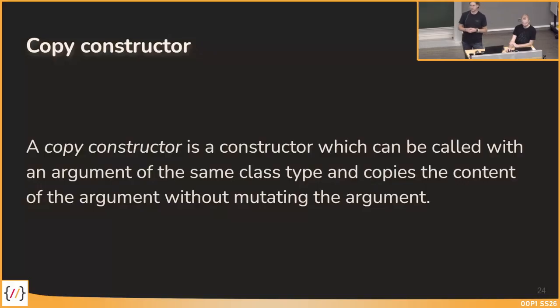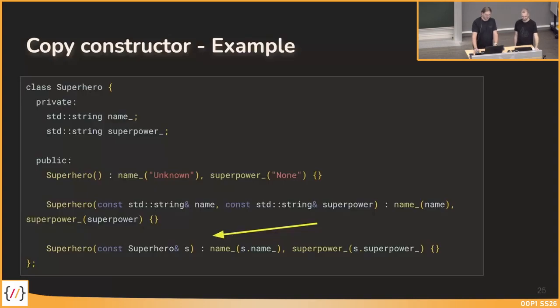So what does this mean? We have a constructor. The single argument that we pass to this constructor is an object of the same class type as the constructor's class, and we then copy the content of this argument, so the object of the class, without changing or modifying anything of the argument that is passed to the copy constructor. Let's see an example, because it is confusing. I think this example will show what the copy constructor does and how it is used.